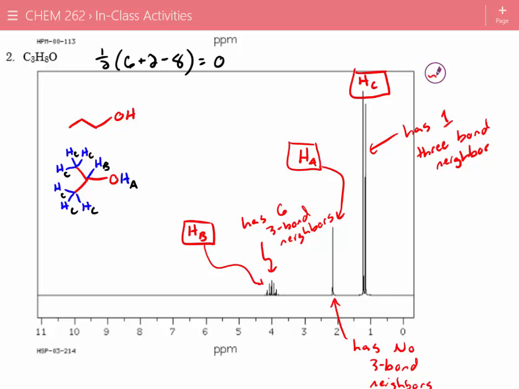H bonding, right? Hydrogen bonding screws with spectroscopy, right? Because it depends on how well it's hydrogen bonding with neighboring solvent molecules. So the reason it shows up in all these different areas is because it can have different hydrogen bonding neighbors, and it's a very unreliable peak. Anytime you have a peak that hydrogen bonds, it'll show up in a variety of different locations. It's not a good diagnostic tool.